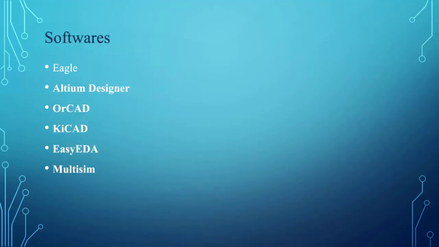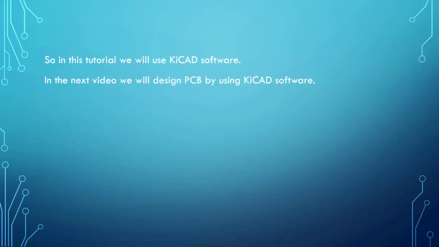Softwares. Different types of softwares are available for PCB designing, like Eagle, Altium Designer, OrCAD, KiCad, EasyEDA, Multisim. In this session, we will use KiCad software for designing the PCB. So in the next video we will design a PCB by using KiCad software.